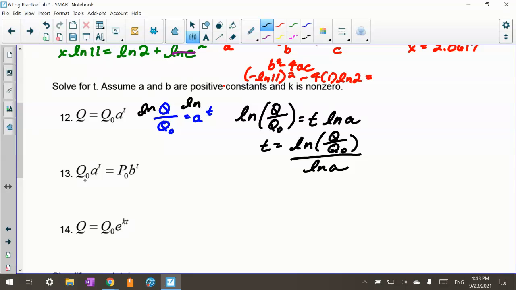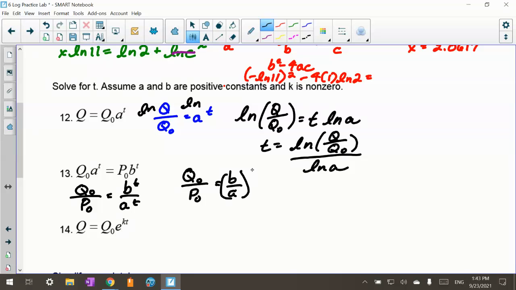Here, I actually am going to go through and divide through by p sub 0, so I have q sub 0 over p sub 0. And then I'm going to divide here by a of t, so I have b of t over a of t. And then since these have the same exponent, I have q sub 0 over p sub 0 equals b over a to the t.